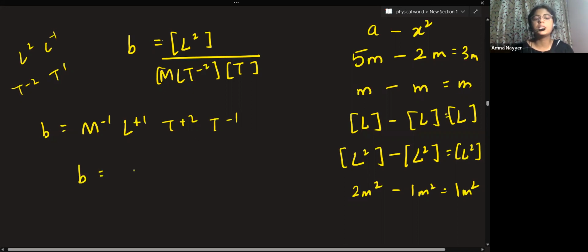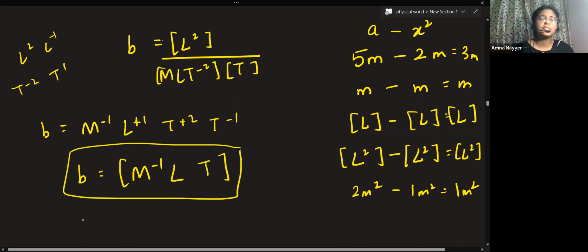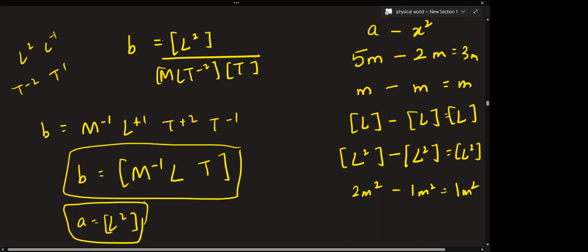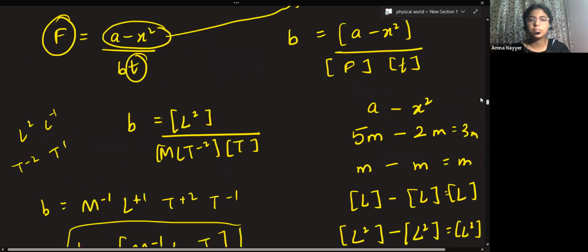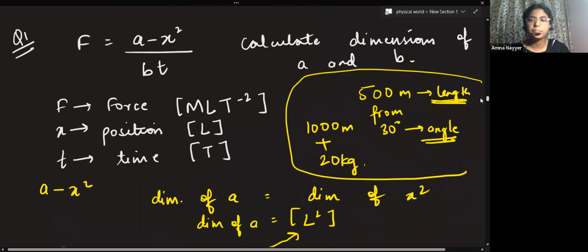So B's formula is what? M to the power minus 1, L, T to the power 1. This is the dimensional formula for B. For A, it is L square. Clear? Yes, ma'am. Aram? Yes, ma'am. All right. So note down this question, then I'll give you a question. How to use this. Start noting it down. I'll scroll slowly.